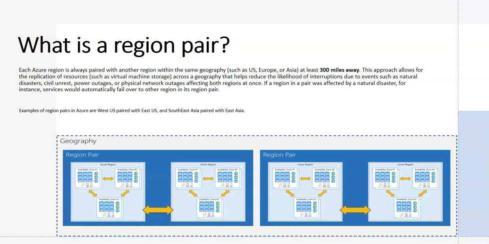Each Azure region is always paired with another region within the same geography, such as US, Europe, or Asia, at least 300 miles away. The benefit of this approach is that it allows for the replication of resources such as virtual machine storage across a geography, which helps reduce the likelihood of interruptions due to events such as natural disasters, civil unrest, power outages, or physical network outages. If a region in a pair was affected by a natural disaster, for instance, service would automatically fail over to another region. Examples of region pairs in Azure are West US paired with East US and Southeast Asia paired with East Asia.